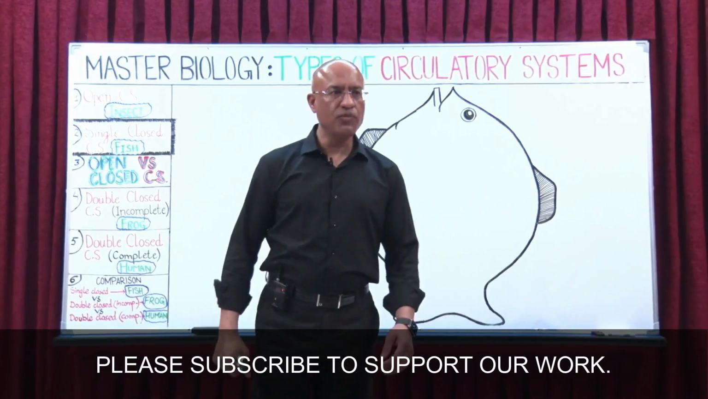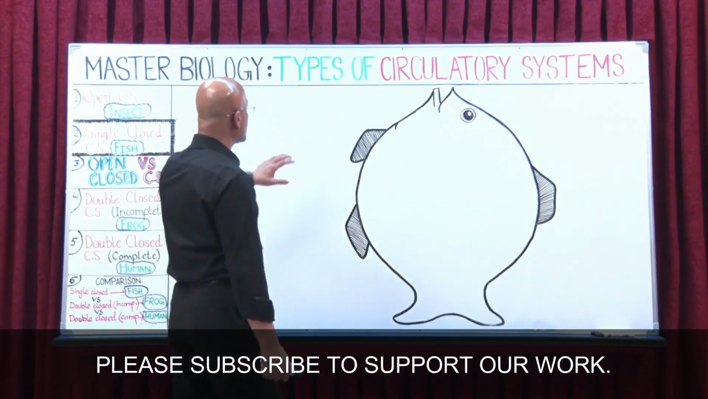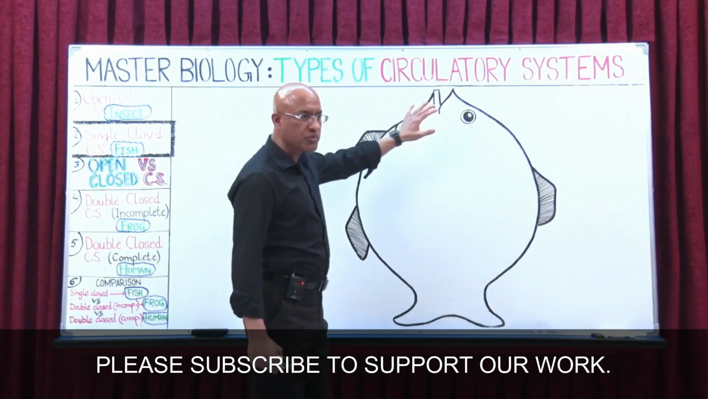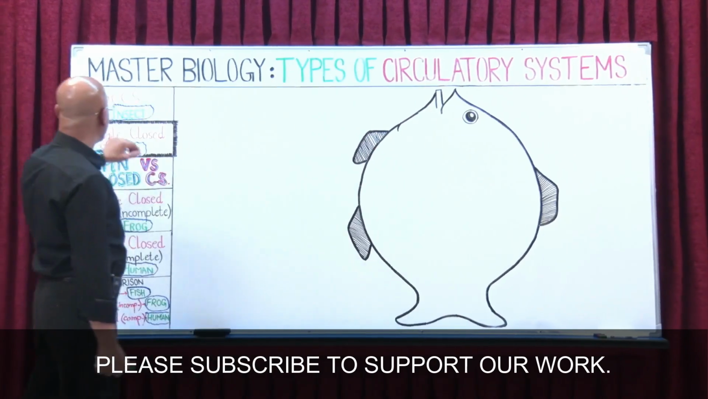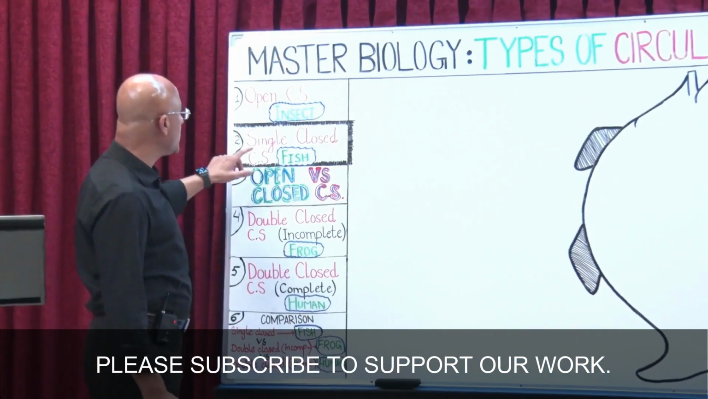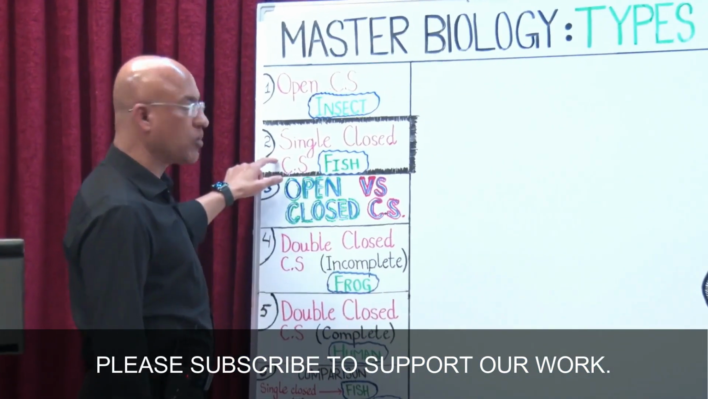So in this series of lectures, we are discussing the different types of circulatory system. Already we have discussed open circulatory system, and today we are going to talk about closed circulatory system.